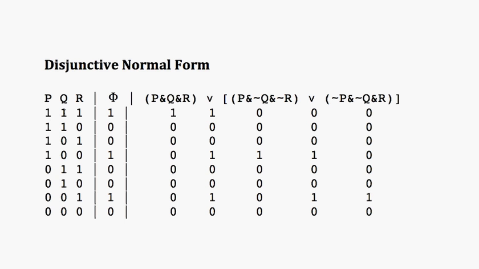What's a sentence that's true just in row 1 and nowhere else? Well, P and Q and R. It's true exactly in row 1, not true anywhere else. What's a sentence that's true just in row 4 and not anywhere else? P and not Q and not R. It's going to be true exactly in row 4. And finally, a sentence true exactly in row 7 and nowhere else. Not P and not Q and R will do the trick.